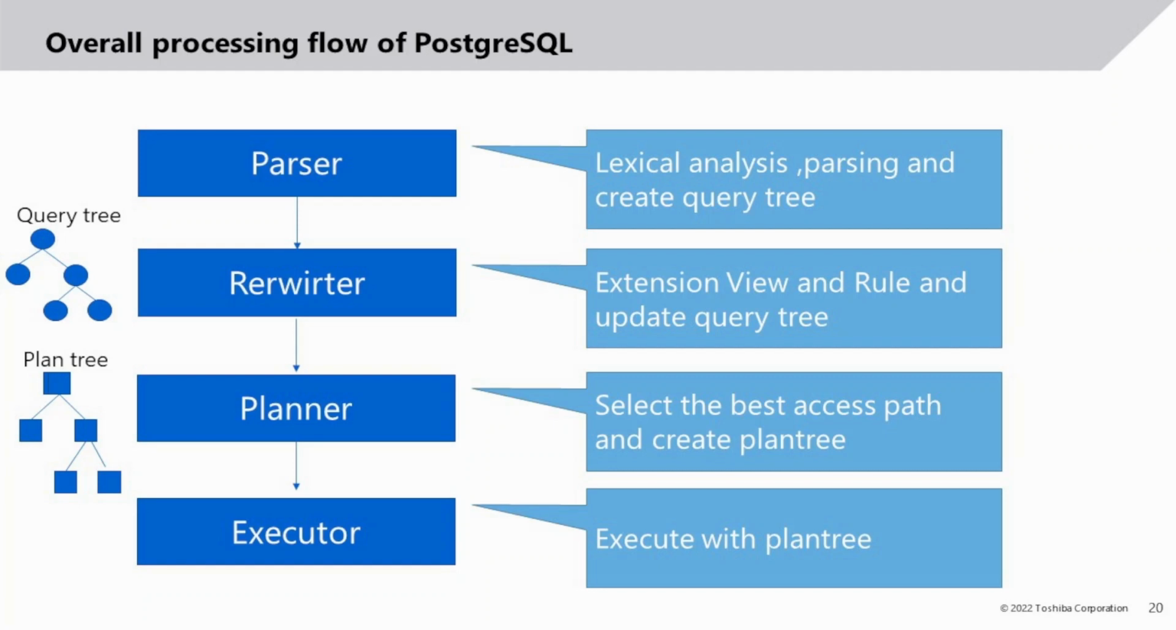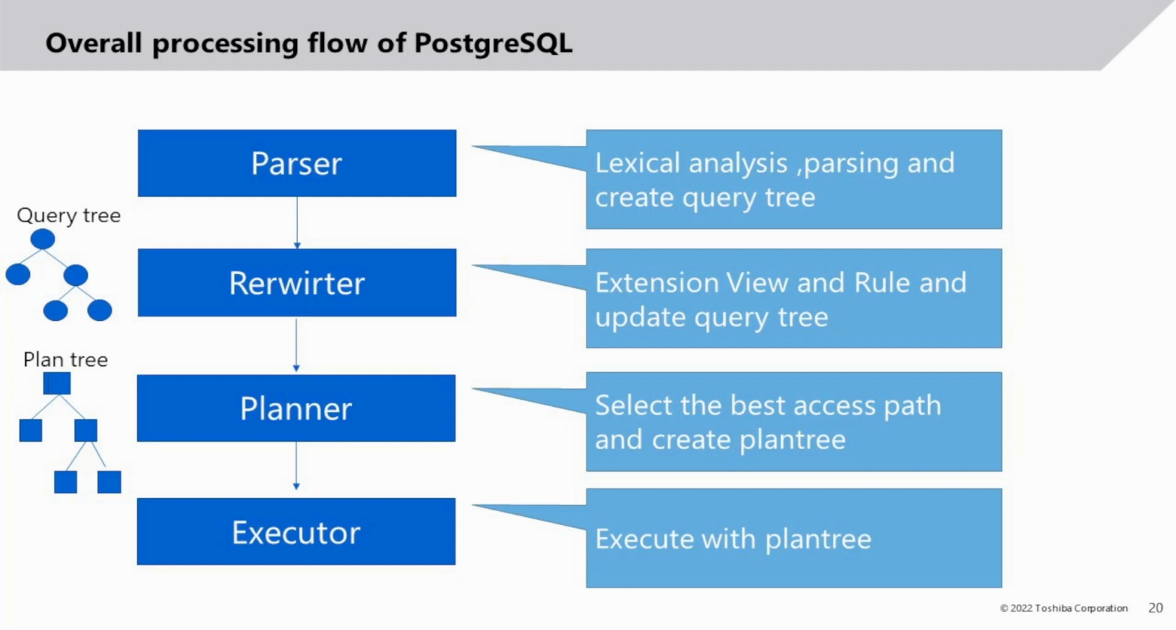Next, I will explain how we modified Postgres. Firstly, I will explain the Postgres basic flow. This slide is the Postgres basic flow. There are four phases: parser phase, rewriter phase, planner phase, executor phase.